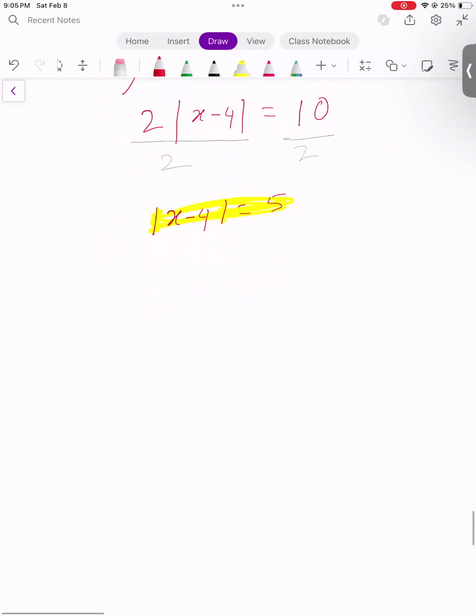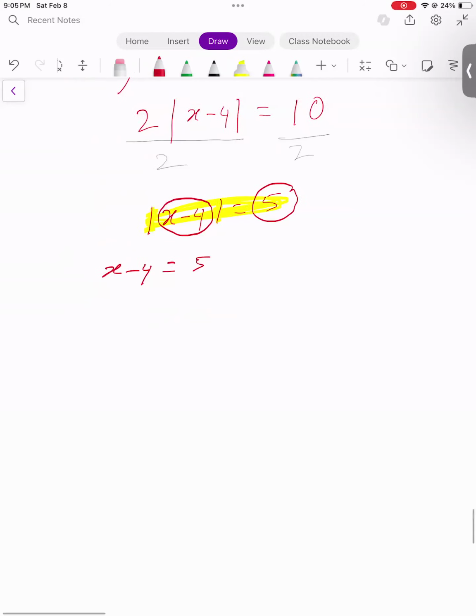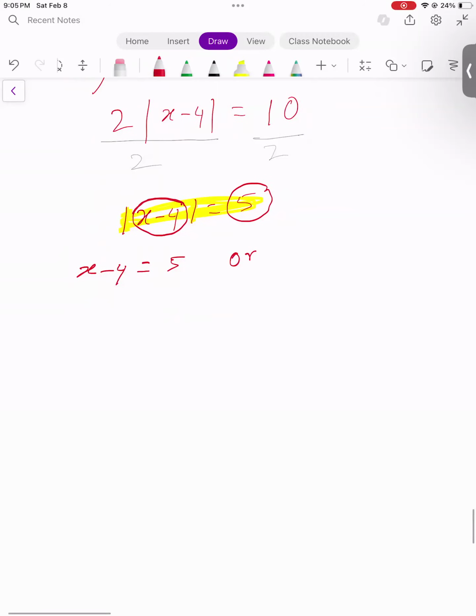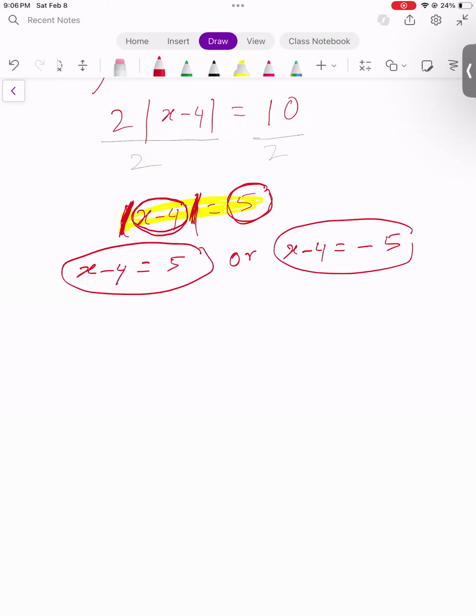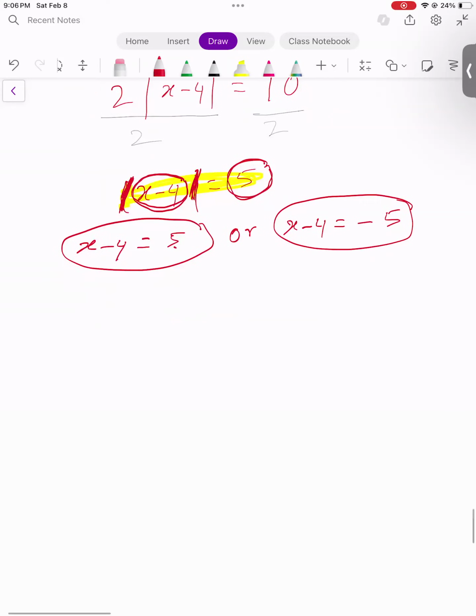To rewrite that, you write down whatever you have inside the absolute value, x minus 4 equals positive 5, or whatever you have inside the absolute value, x minus 4 equals negative of the right number, which is negative 5. Okay, so you need to get rid of this absolute value. When you get rid of the absolute value sign, you always end up getting two equations like this. And when you write two equations, there is no more absolute value sign.